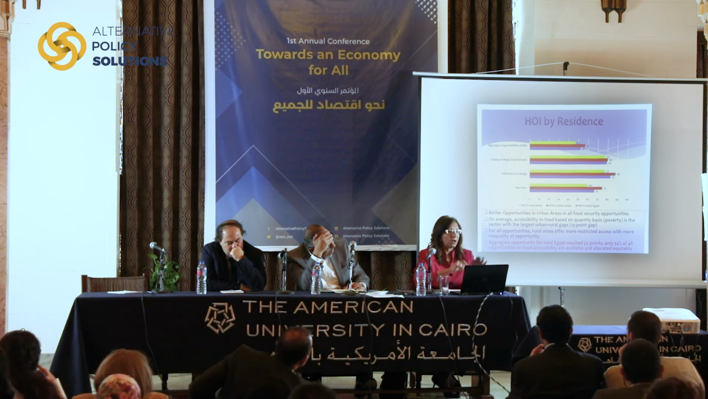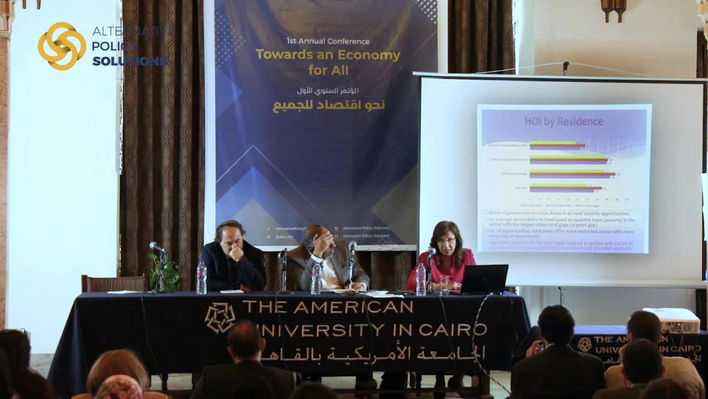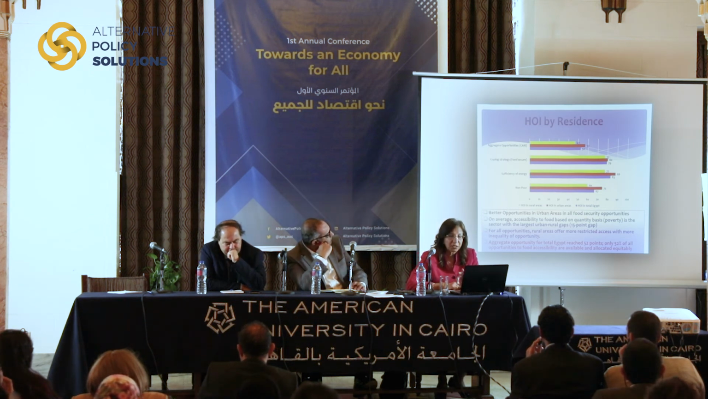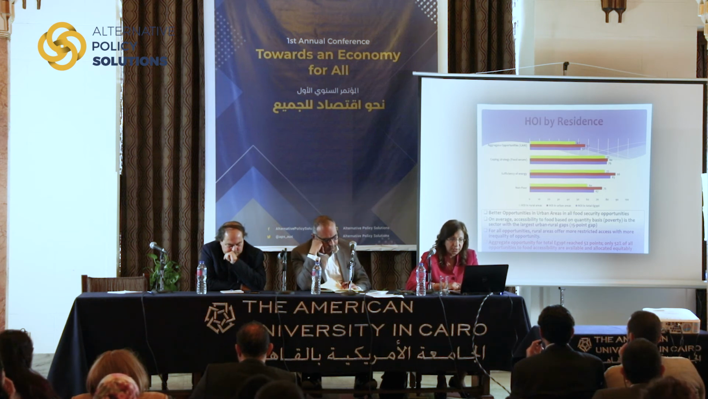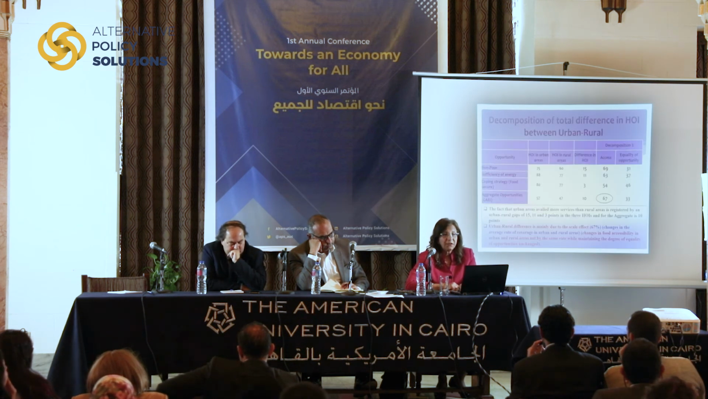The aggregate opportunity, which is the last one in the upper part, for total Egypt reached 52 points. What do we mean by this? Here we have 52 points, the blue color. It means only 52% of all opportunities to food accessibility are available and allocated equitably. This is only. If we decompose between urban and rural, there's a difference.